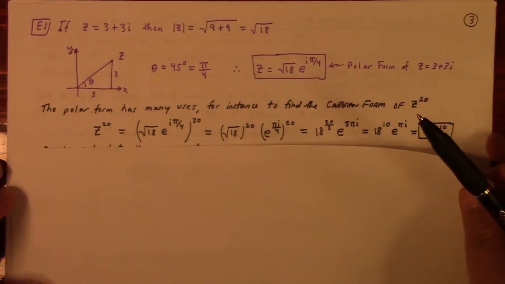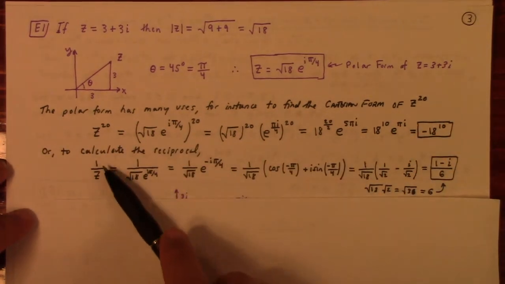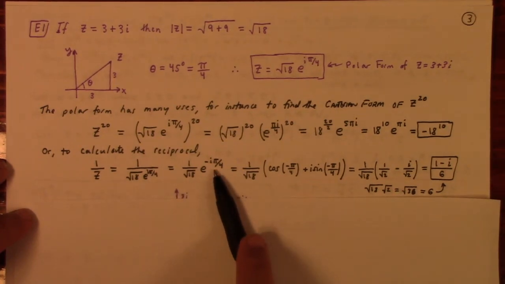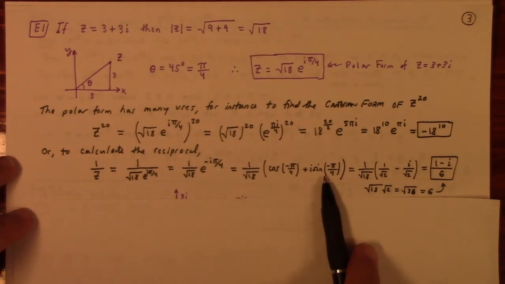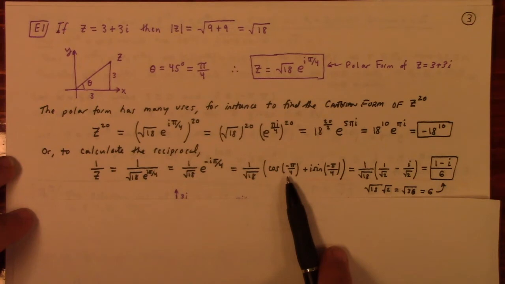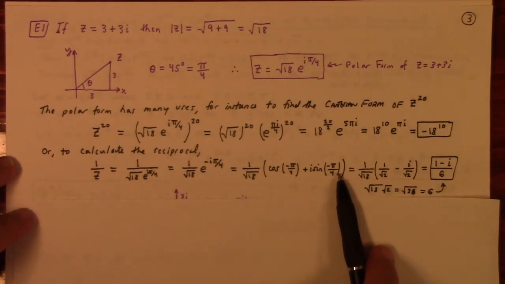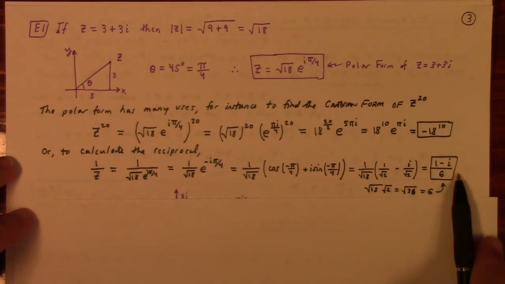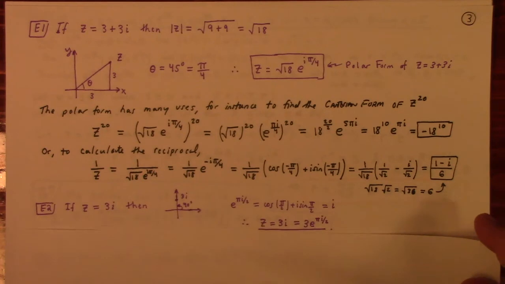That's kind of neat. Now, the other thing you could do is calculate the reciprocal, like 1 over z. It's 1 over that. And then this is e to the minus i pi over 4, which is this. And then the cosine of pi over 4 minus pi over 4 is 1 over root 2. Sine of minus pi over 4 is minus 1 over root 2, which gives us this. And then the 18 and the root 2 multiply to give me the square root of 36, which is 6. So I get that. All right, so anyway, it's just an example.